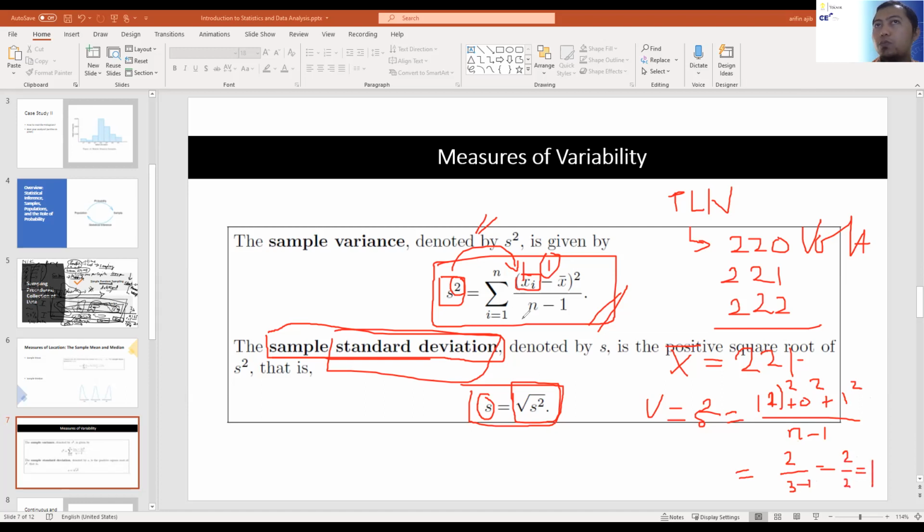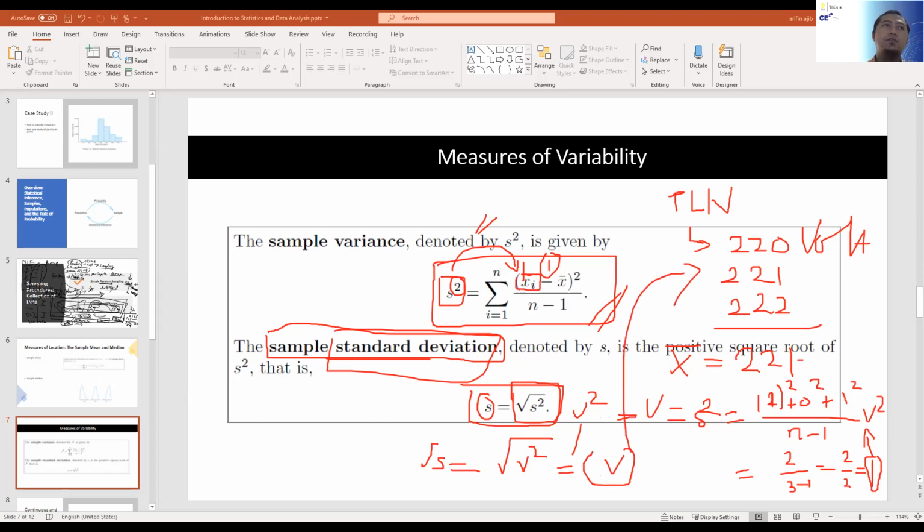Okay, equal to 1, but in this case the unit should be voltage. Yeah, the unit should be voltage power by 2. After we square root, we get the unit of voltage. Yeah, that's the motivation of making variance and making standard deviations. Okay, that's all.